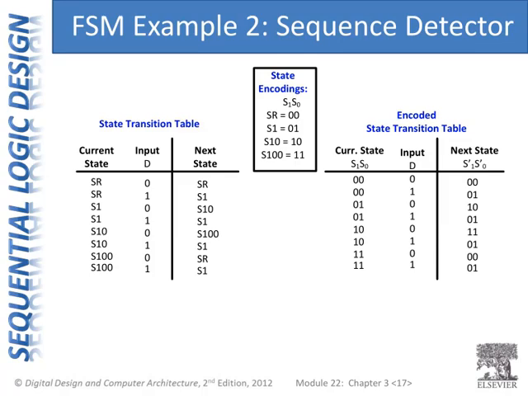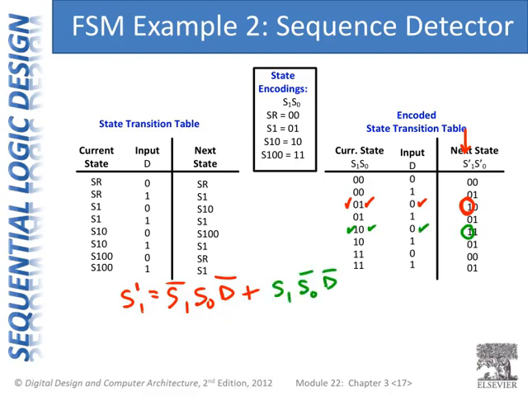So we're going to have two equations because we have two bits of state. We'll start with state bit 1 prime. S1 prime is going to be, well, let's see, there's a 1 here. So it's going to be S1 bar and S0 and D bar, or, again, sum of products, we're going to find the next one, S1 and S0 bar and D bar. Okay, so we're done with the next state bit 1.